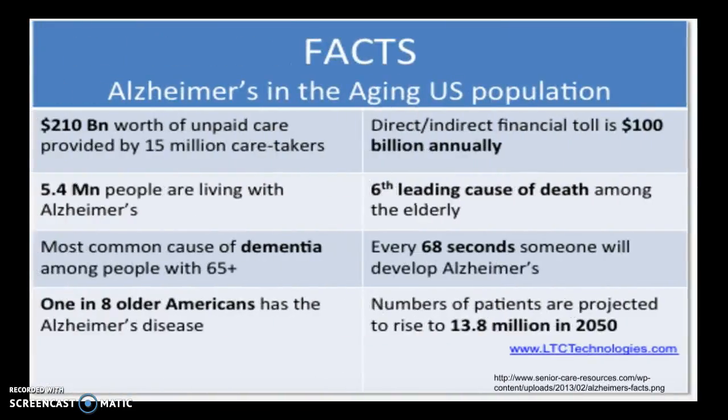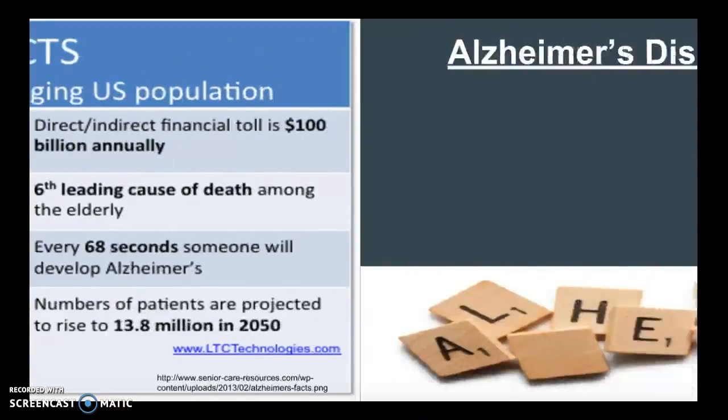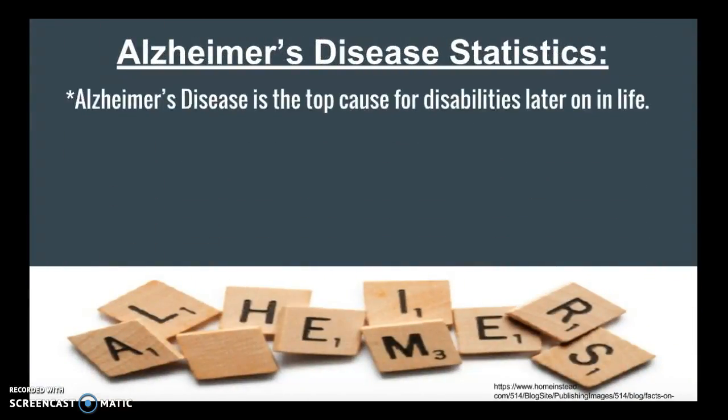Some more facts pertaining to Alzheimer's disease include: Alzheimer's disease is the most common cause of dementia. 1 in 8 people in the United States has Alzheimer's disease. Alzheimer's disease is the 6th leading cause of death among the elderly. Every 68 seconds, someone is diagnosed with Alzheimer's disease, further justifying the prevalence of Alzheimer's disease in the world today. In addition, Alzheimer's disease is the top cause for disabilities later on in life.